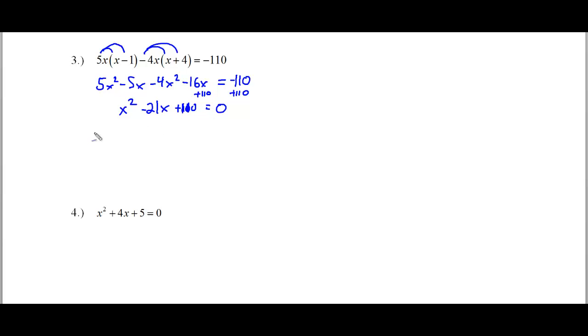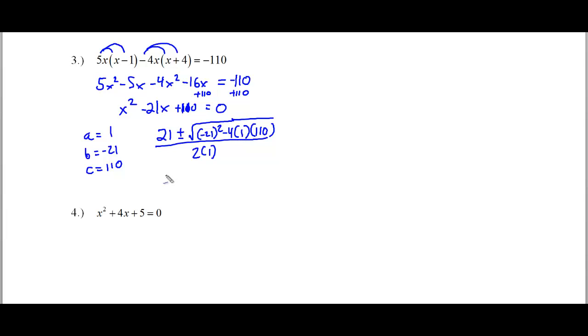Okay, let's use the quadratic formula. A is equal to 1, B is equal to negative 21, C is equal to 110. All right, so with that in mind, here we go. Negative b plus or minus the square root of b squared minus 4 times a times c, all over 2a.